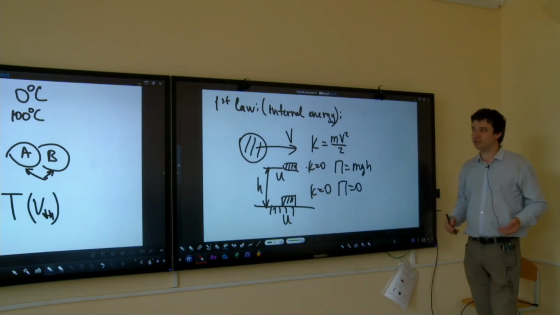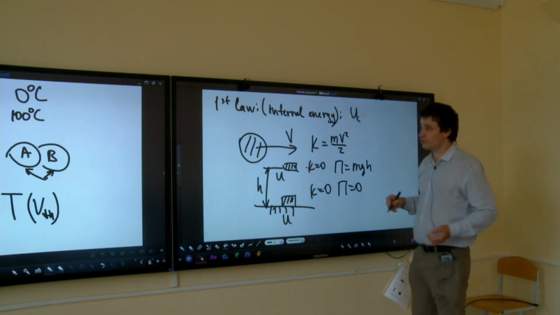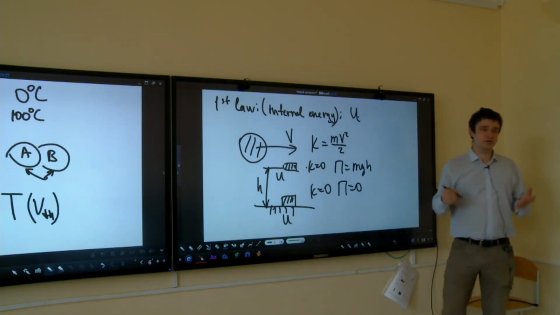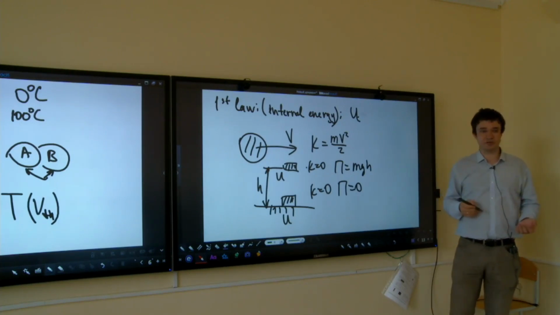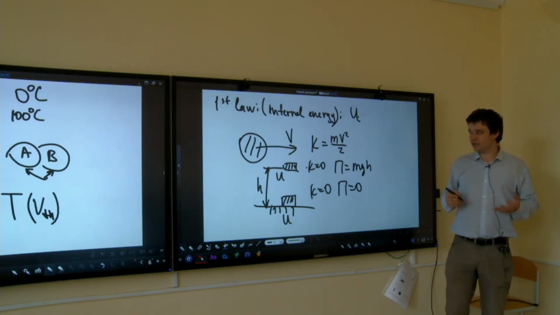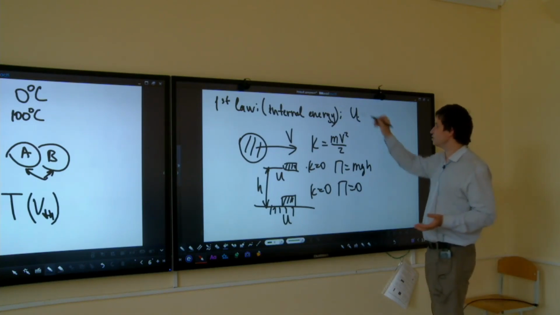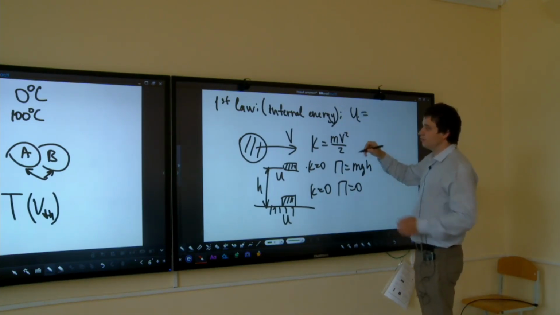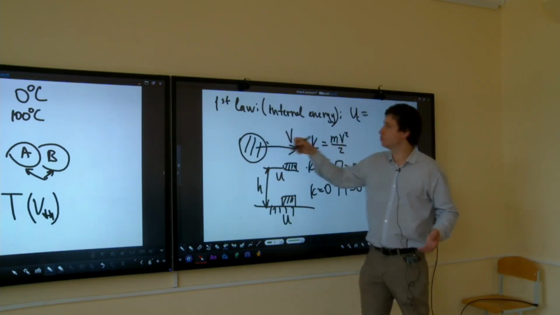Otherwise, the energy is conserved. Of course, we know now that matter is made out of atoms, and so you can ascribe the energy or mechanical energy of the internal motion to this internal energy.